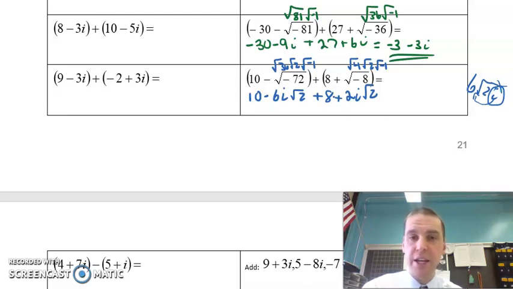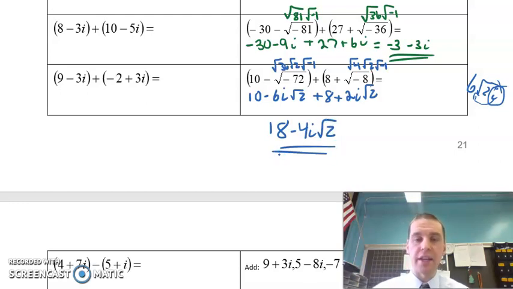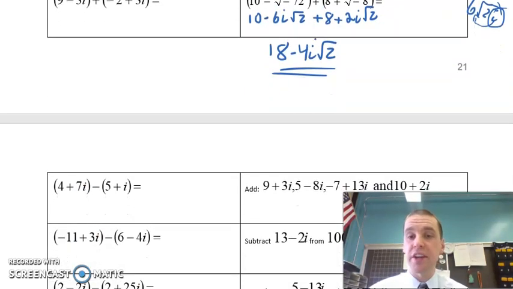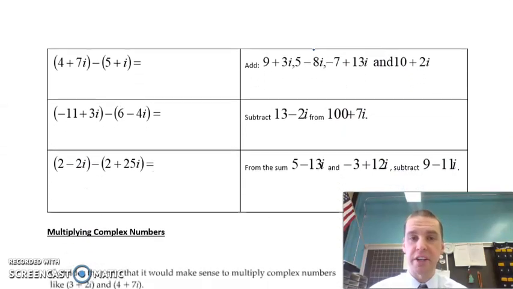And therefore we get 10 plus 8, that gives us 18. -6i and positive 2i gives you -4i square root of 2. And hopefully you guys can see that you have the same radical and therefore you can combine them. Simplifying radicals will be on the midterm, a very important part of it.